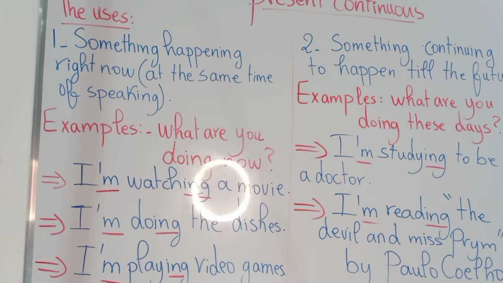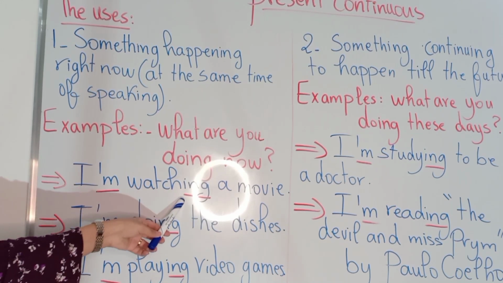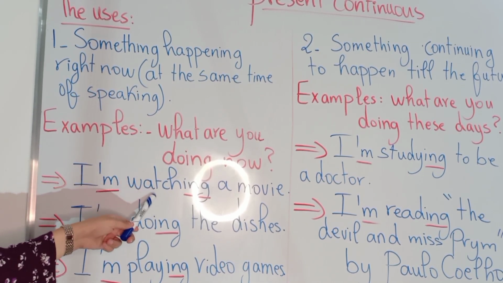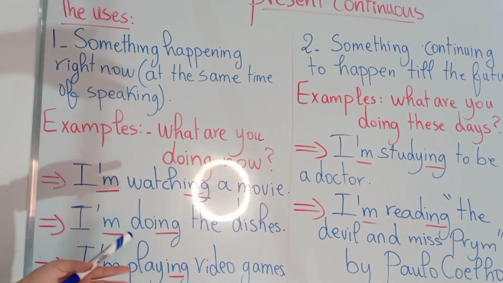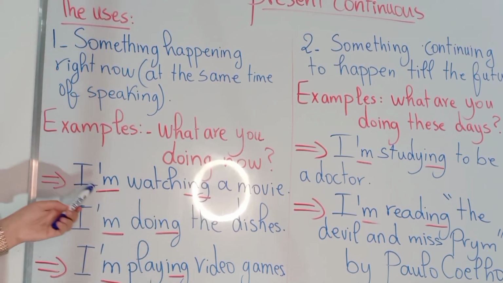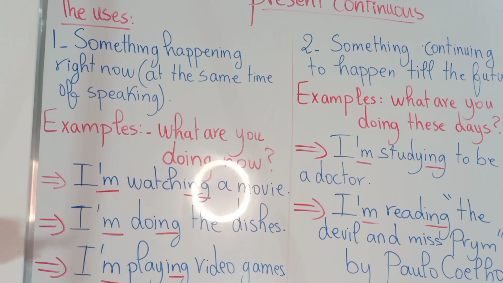Here I have 3 examples. Let's start with the first one. I'm watching a movie. First of all, as you can see here, I underlined these letters. I'll tell you later why I underlined them, okay? I'm watching a movie. So I'm asking you, what are you doing now? And you're answering me, I'm watching a movie right now. The second example is, I'm doing the dishes. What are you doing? I'm doing the dishes.